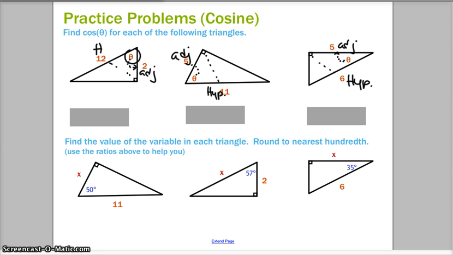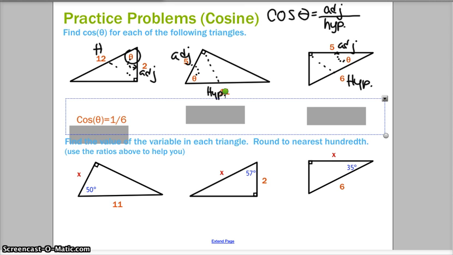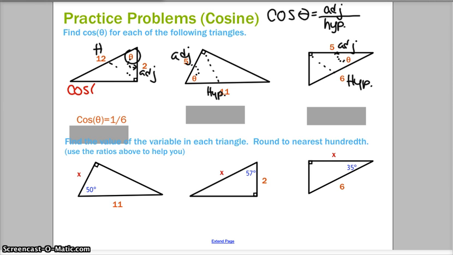So when we set it up, we're going to be setting up for each of these the cosine of theta. And here we're using theta because we don't have a particular angle measure. Cosine always equals the adjacent length over the length of the hypotenuse. So when we set up our fraction, we have the cosine of 1 over 6, because cosine of theta equaled the adjacent over the hypotenuse, and all I did was reduce.